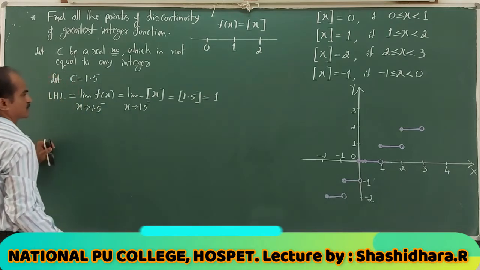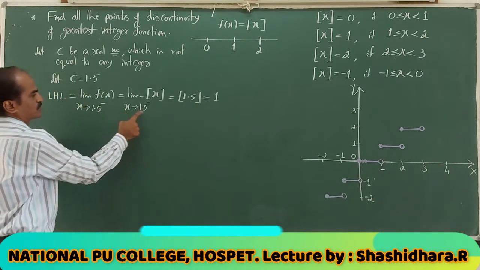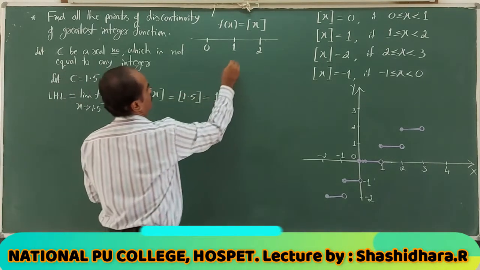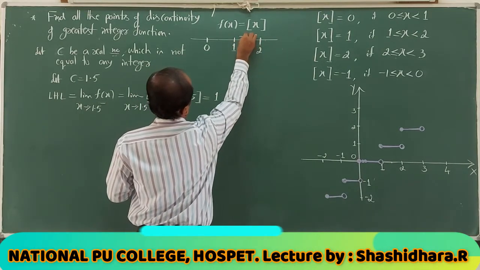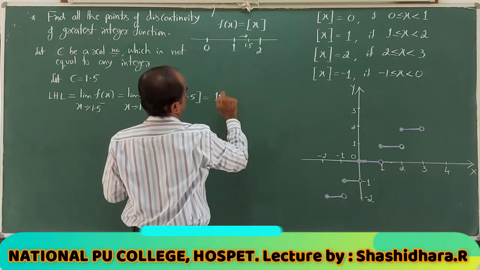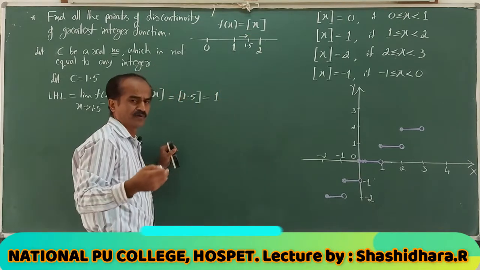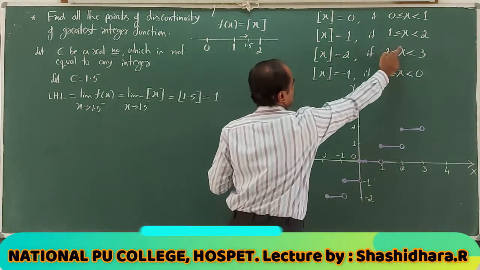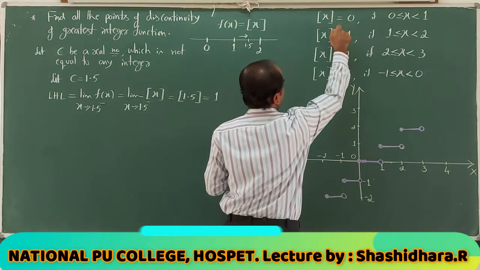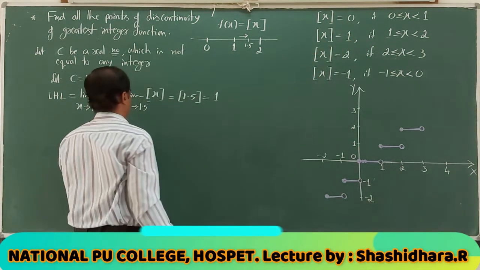Now find out, as x approaches 1.5. Now x is approaching 1.5 from the left side, so maybe it is 1.49. Still it lies in this interval, so the greatest integer of that number is equal to 1.